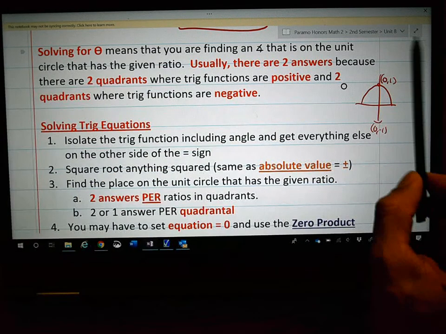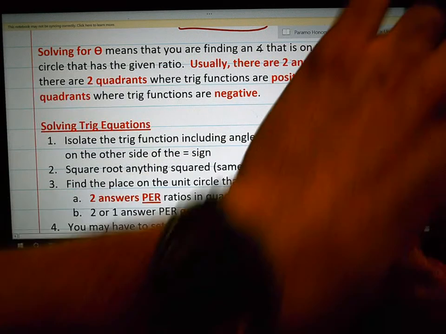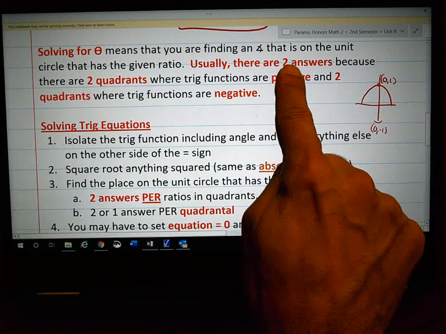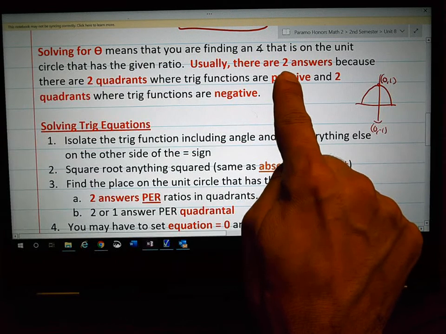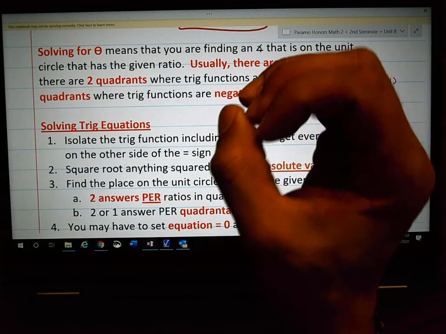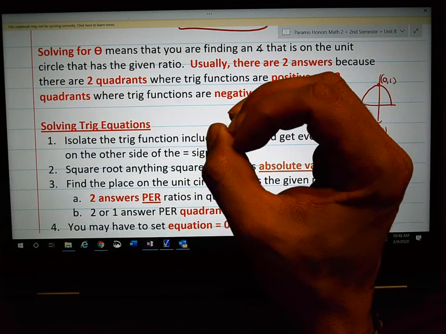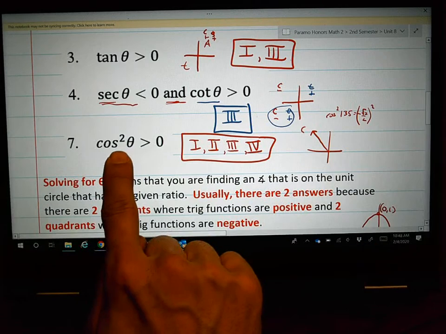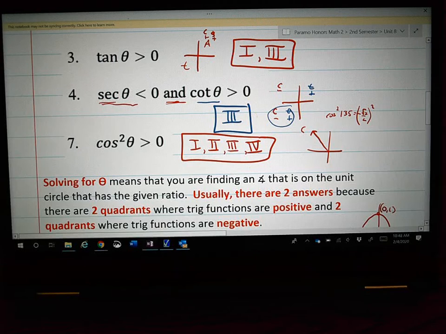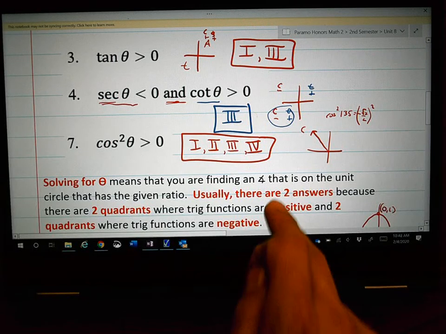Sometimes there's no answer if there's a ratio that doesn't exist on the unit circle as well. So I say that most of the time there's 2 answers because sometimes there's 1 answer and sometimes there are no answers that work. Remember how we talked about cosine squared being less than 0? There'd be no solution for that. There's no answers that work, just so you know.